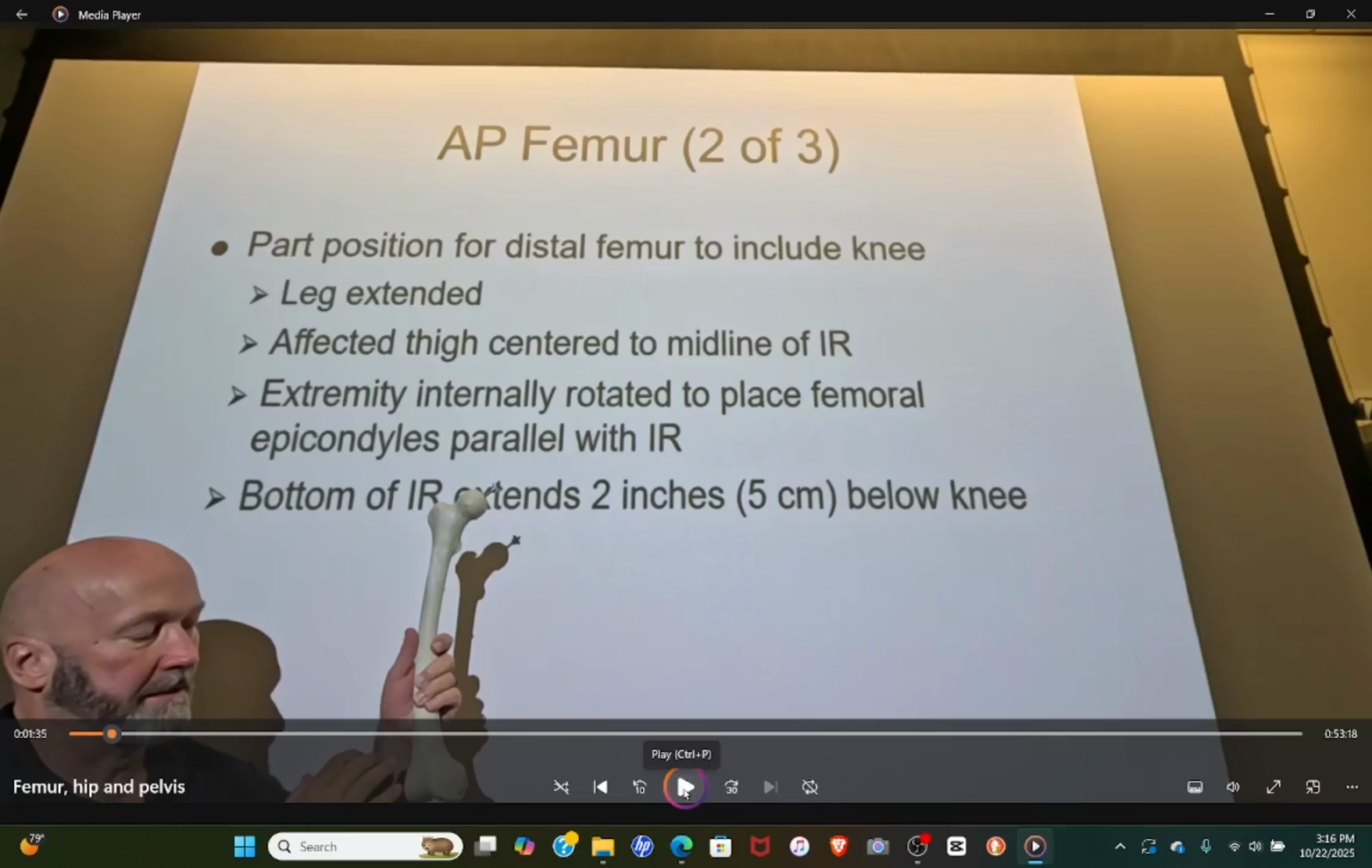Also, though, what you want to look for whenever your patient comes to you, if they're a trauma patient, is you want to look for telltale signs of fractures. Is there some sort of deformity present?